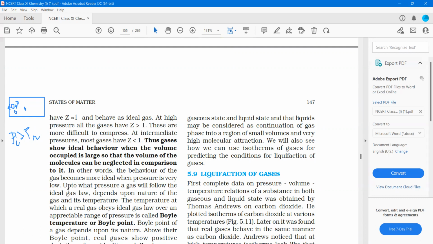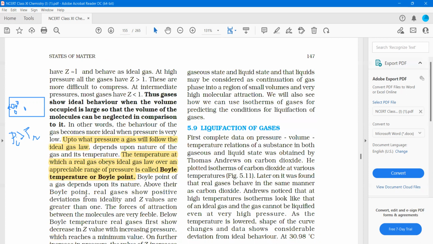Up to what pressure will the gas follow the ideal gas law? It depends upon the nature of the gas and its temperature, right? The temperature at which a real gas obeys the ideal gas law over an appreciable range of pressure is called the Boyle's temperature or the Boyle's point. Until now, we were studying when the real gas will behave ideally in terms of pressure. Now let us talk about it in terms of temperature also. So the Boyle's point of the gas depends upon its nature.